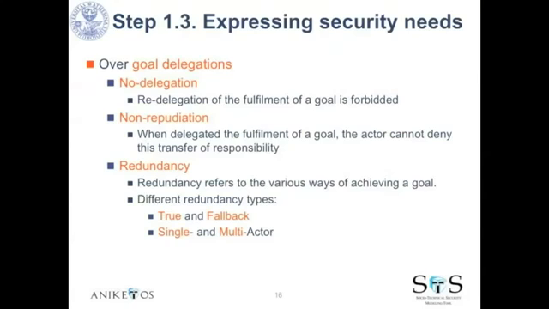A second security need that we support is that of non-repudiation. The security need is important when the actor delegating to the other wants the second party, the delegatee, not to deny he has been delegated the fulfillment of the goal he wants to attain. So he wants the other actor to accept the delegation is occurring.